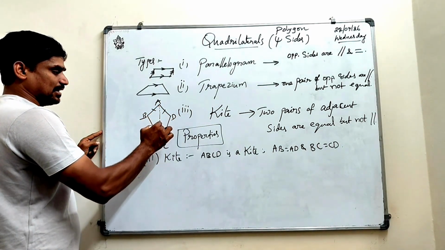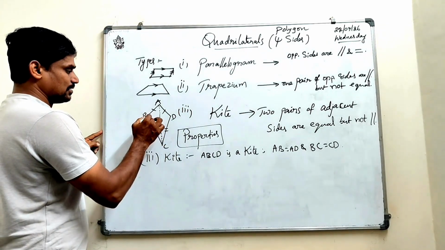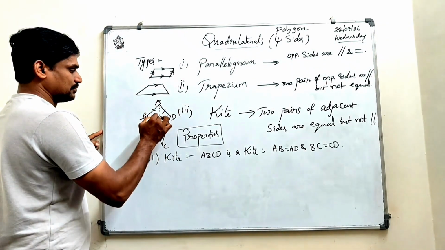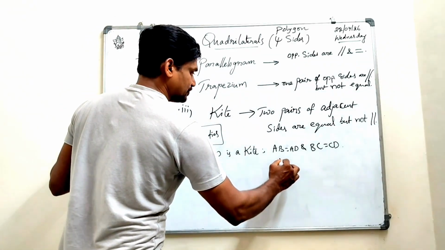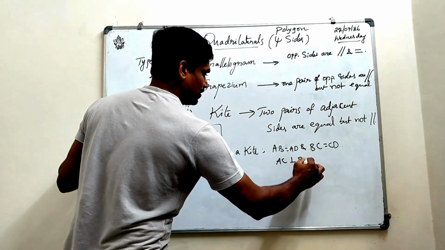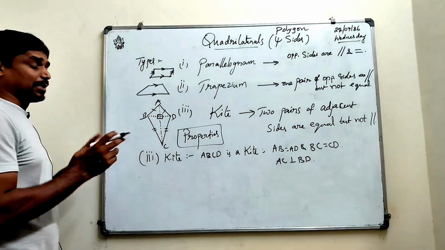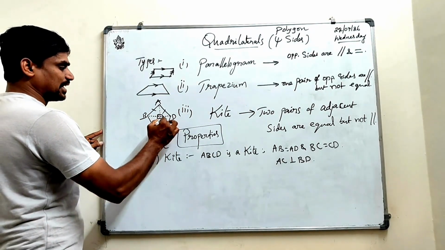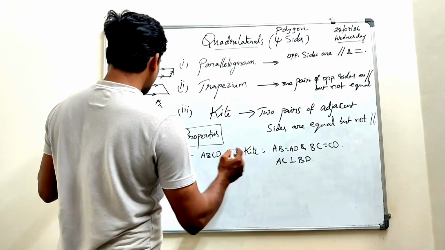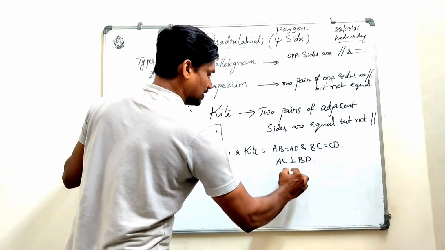When I talk about diagonals, AC is perpendicular to BD. Diagonals are perpendicular to each other. And suppose they meet at O, then BO is equal to OD.